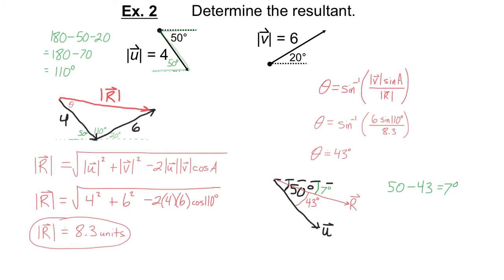So I'm going to talk in terms of north, south, east, west. So my resultant vector is going east and then 7 degrees towards the south. So I'm going to write that as r is 8.3 units east, 7 degrees south.